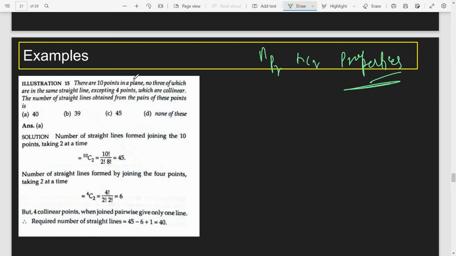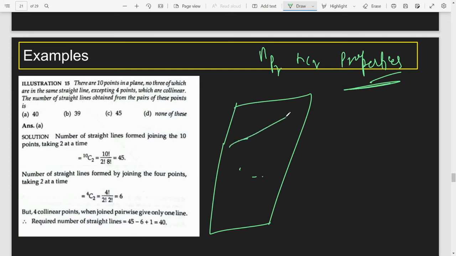So here there are 10 points in a plane. Let's say this is a plane. There are 10 points, no three of which are in the same straight line. Maybe two points are on the same straight line, but no three of them are, except 4 points which are collinear. The question asks for the number of straight lines obtained from the pairs of these points.